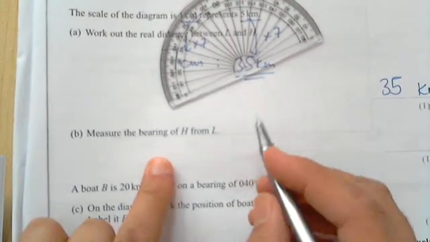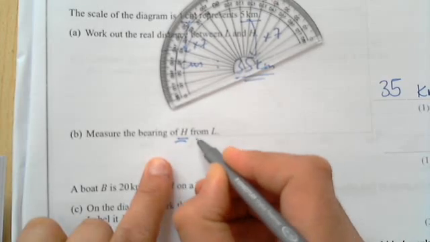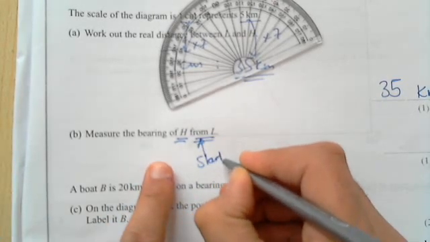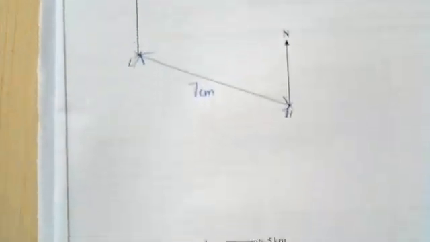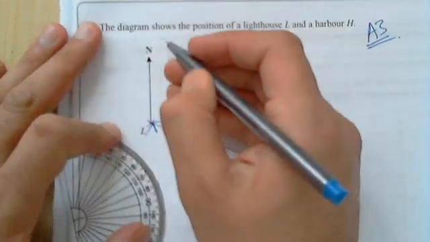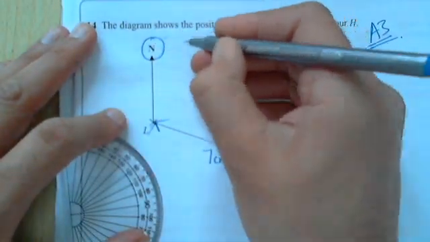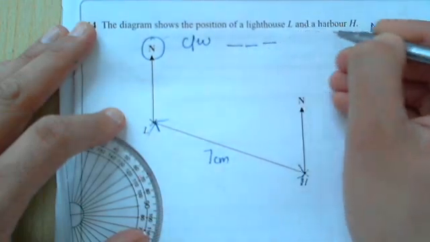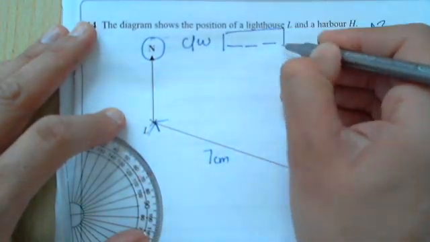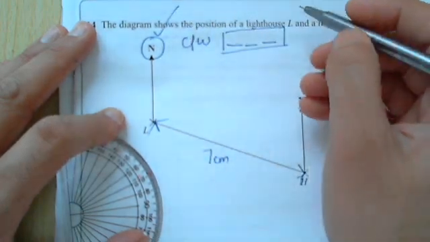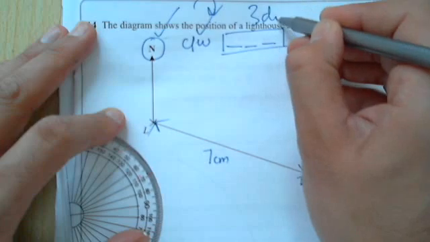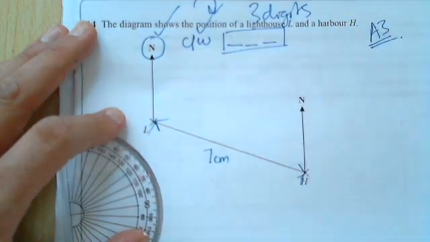Now the key part here is the bearing of H from. That word "from" tells you that we are going to start at L. Now bearings are always measured from north. They're always measured in a clockwise direction, and they always are given in 3 digits. So those are the 3 rules: start from north, measure clockwise, and give in 3 digits. That's what defines a bearing for us.